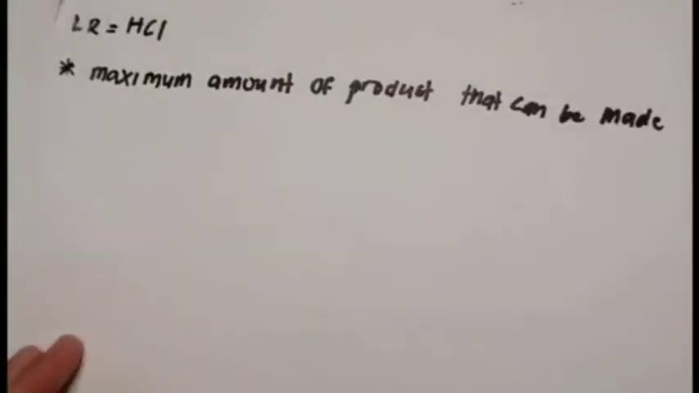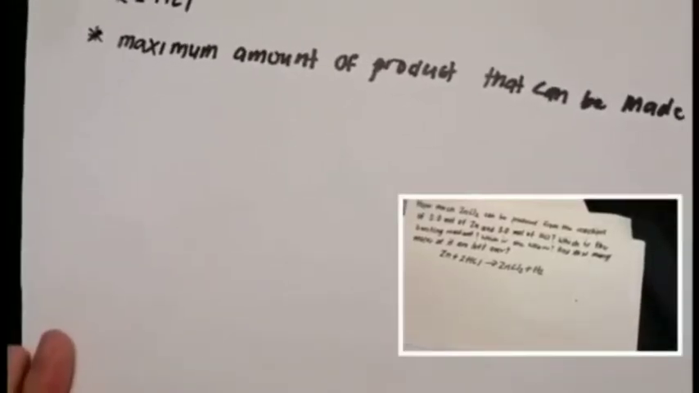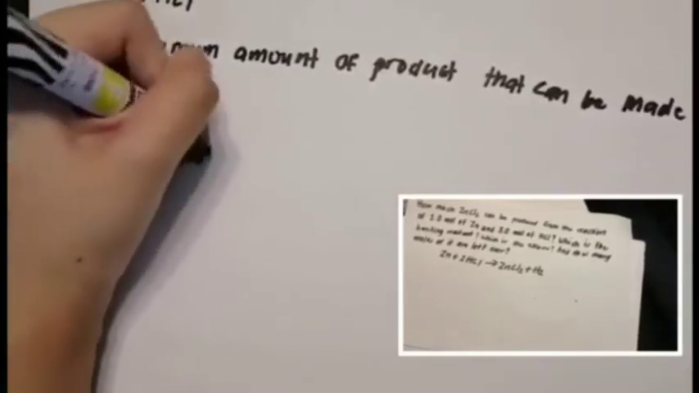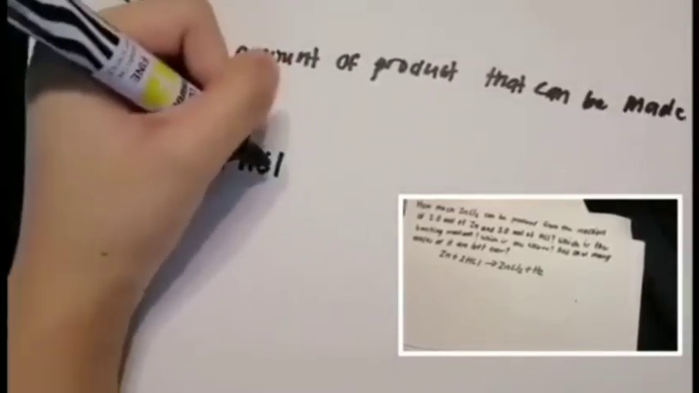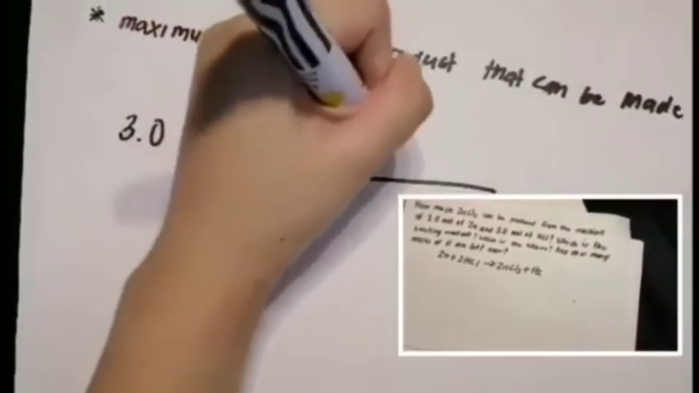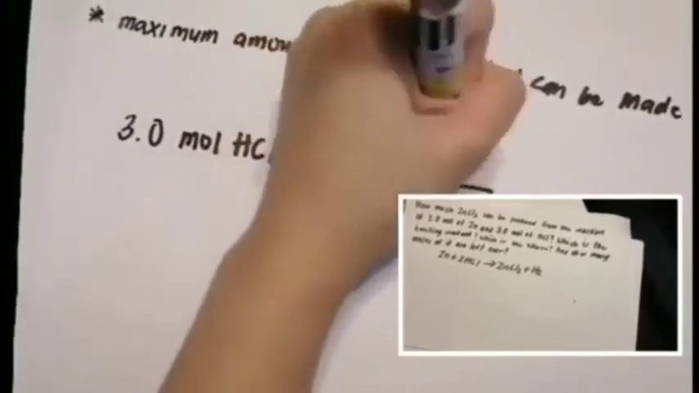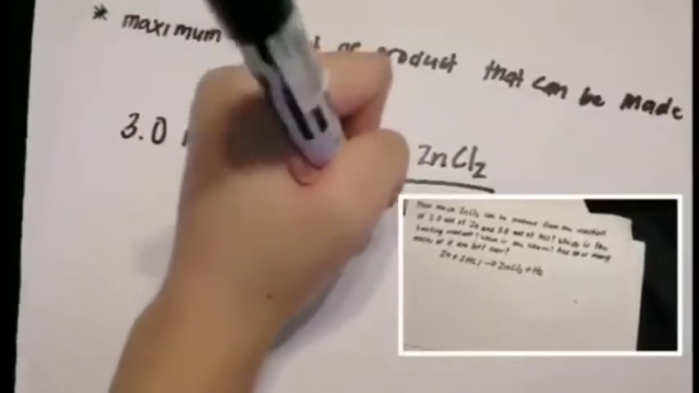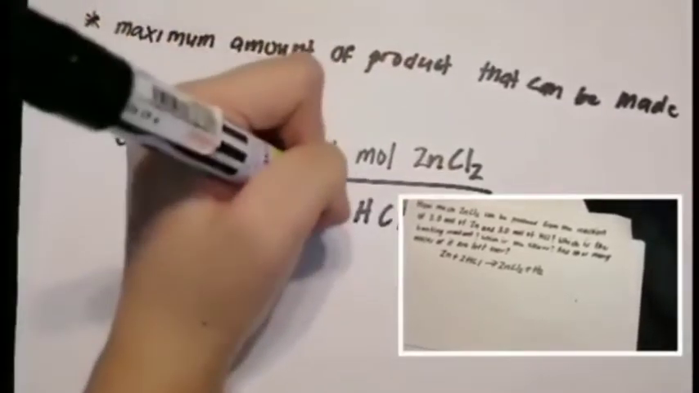So now that we have our limiting reactant, we can use it to determine the maximum amount of product that can be made. So how do we do that? First, we'll solve it. Again, the problem is on the right side, so you'll be guided. We have 3.0 moles of hydrochloric acid, which is the original given, times our balanced equation, 1 mole of the zinc chloride, from the product side, over 2 moles of HCl, from the reactant side.